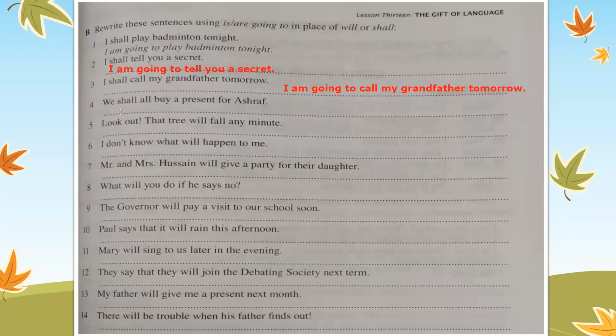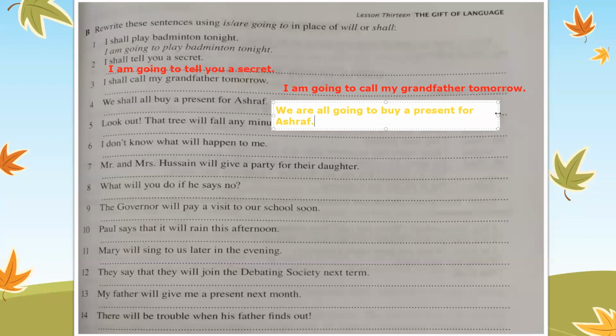And number 4: we shall all buy a present for Ashraf. So here we say, for example, we are all going, very good, going to buy a present for Ashraf. So, dear students, I think this is quite easy for you if you understood how to do it. We have to change shall and will with going to.